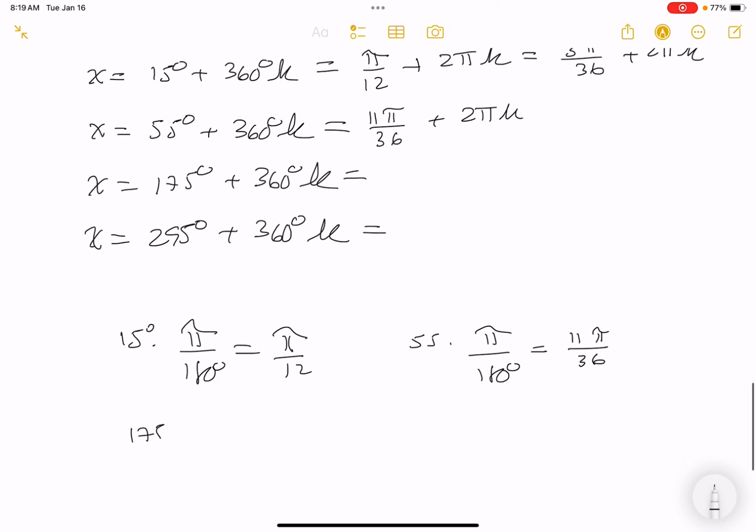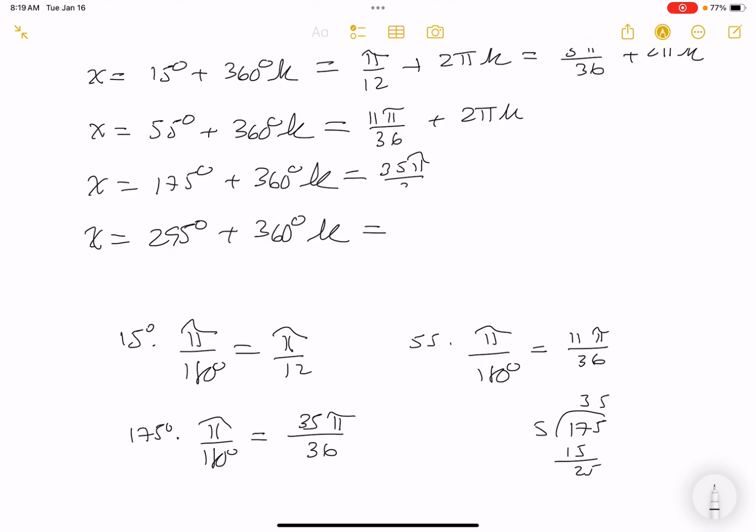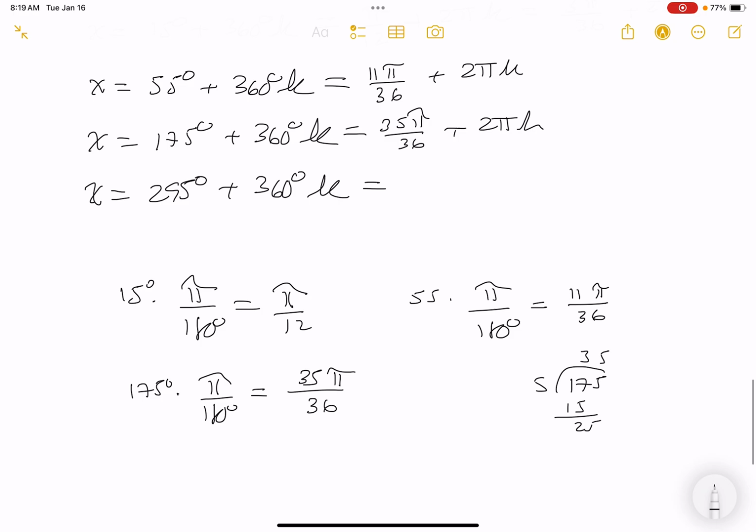Let's do the next one. 175 times pi over 180 degrees. And I got to simplify that too. And what's that going to be? Let's do 5 again. 5 would give me 36. And 5 into 175. Let's see, 3. That gives me 15. 25 is 5. So 35 pi over 36 plus 2 pi k. Wow, these are tough, aren't they?